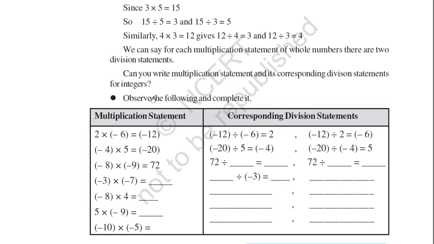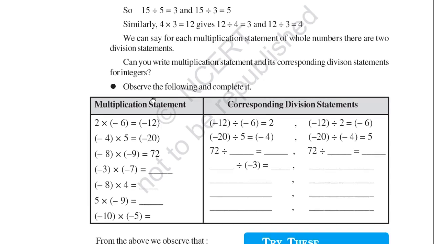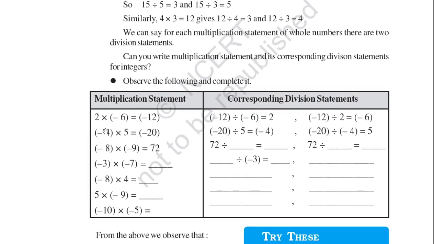Can you write a multiplication statement and its corresponding division statements for integers? So you can see here the multiplication statement is 2 into minus 6 is equal to minus 12. Here, minus 12 divided by minus 6: the minus will get cancelled, and you will get 2. 12 will be divided by 6, you will get 2. So we can write it as minus 12 divided by 2 is equal to minus 6. So either way you can get this.